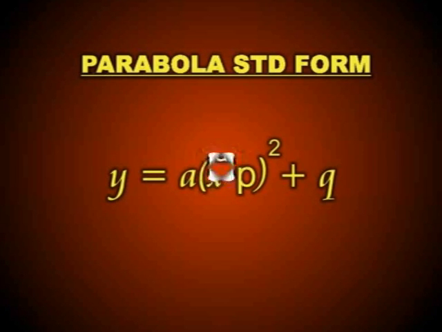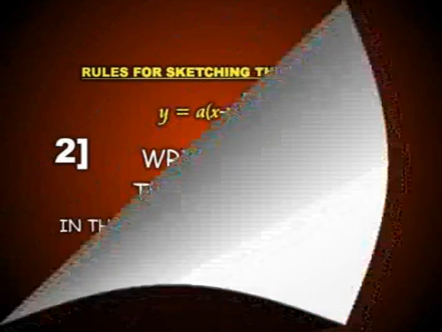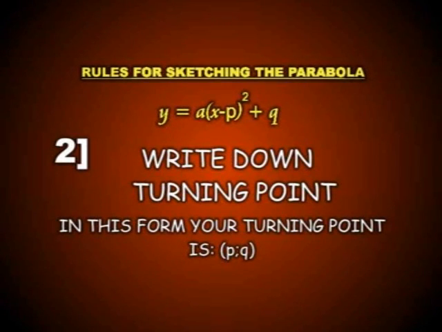Rule number 1. Look at the a value. If the a value is positive, the parabola's shape is that of a smiley face. If the a value is negative, it looks more like a frown. Rule number 2. Write down your turning point. If it is in this form, your turning point is very simply (p, q), p being your x value of the turning point and q being your y value.